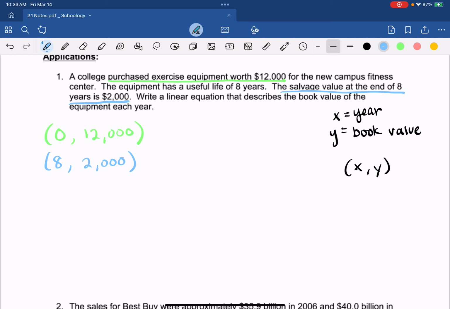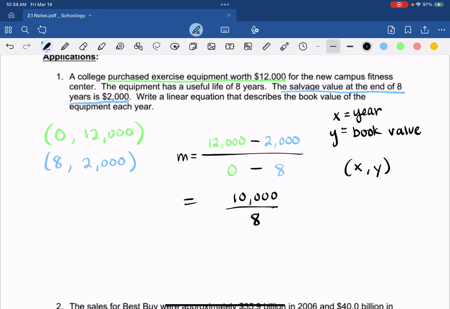Now that we've created 2 points, we can find slope. Okay, so let's find our rate of change here. So my rate of change would be 12,000 minus 2,000 over 0 minus 8. So when I solve this, I'm getting 10,000 over negative 8, sorry, which simplifies to negative 1,250. Okay? So we just found our m, right?